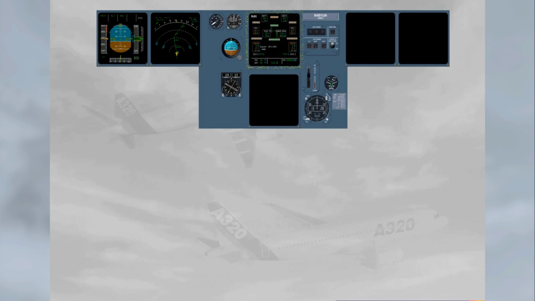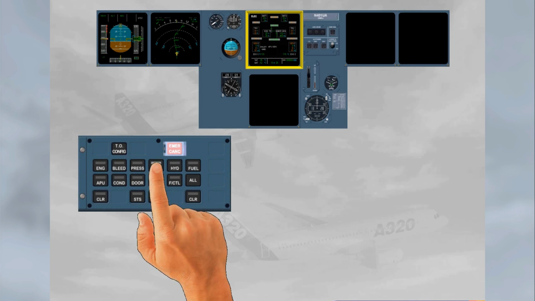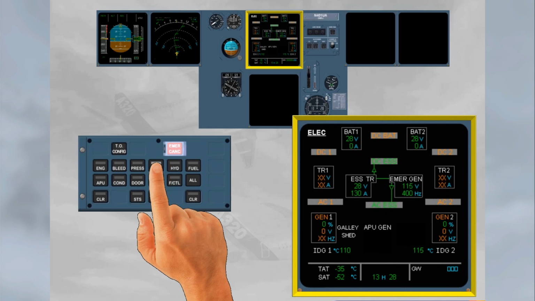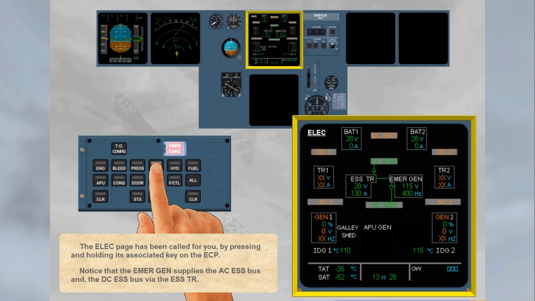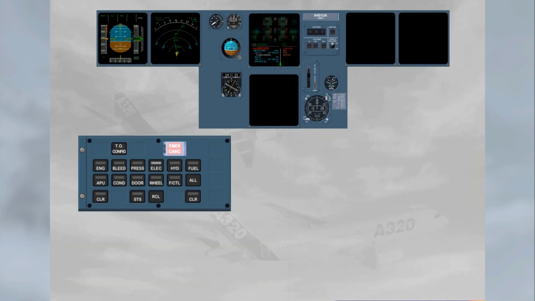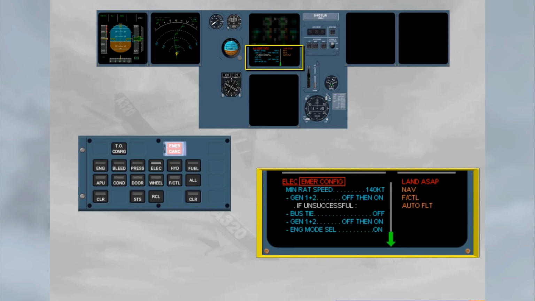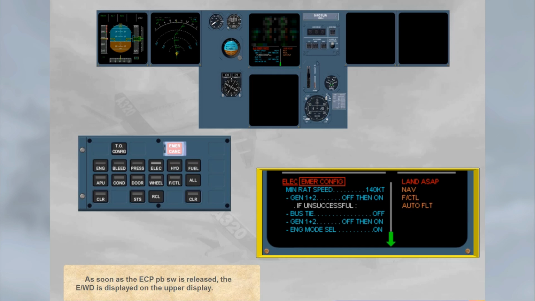The Elec page has been called for you by pressing and holding its associated key on the ECP. Notice that the Emer Gen supplies the AC Essential bus and the DC Essential bus via the Essential TR. As soon as the ECP push-button switch is released, the engine warning display is displayed on the upper display.